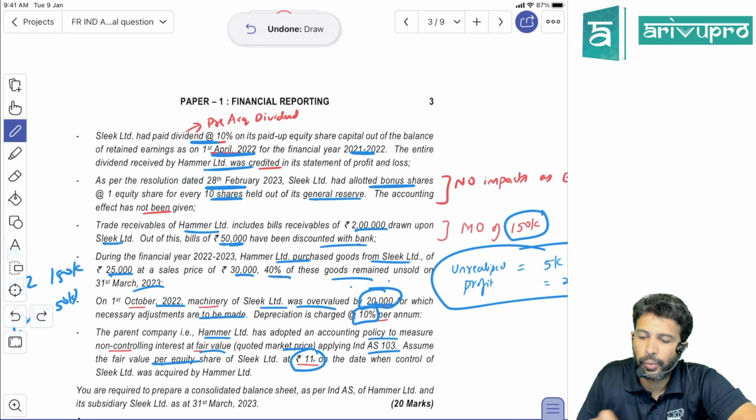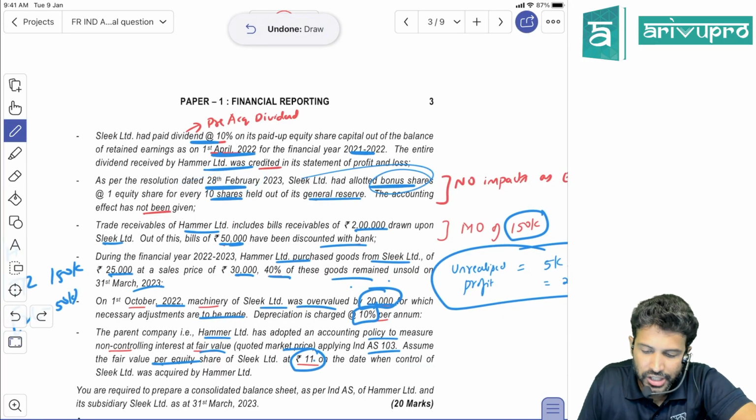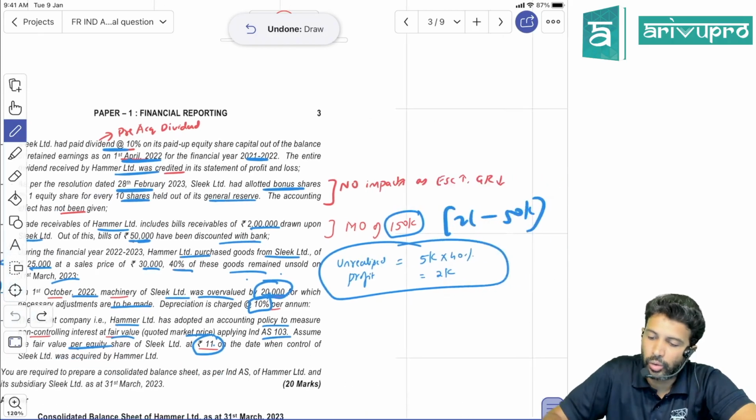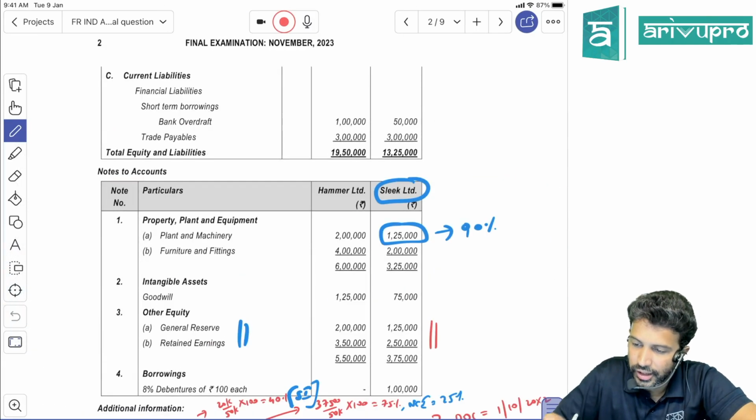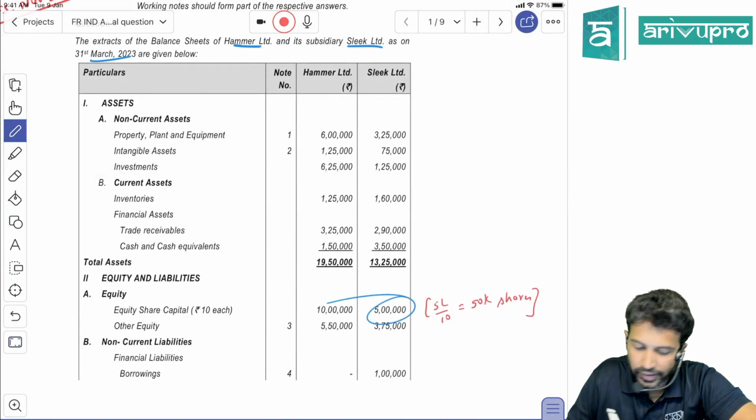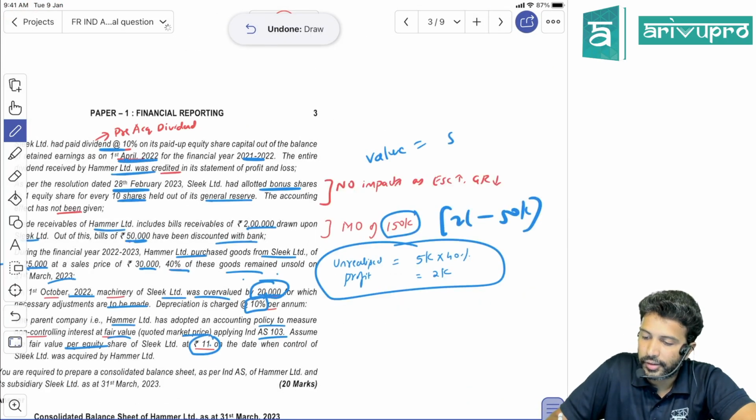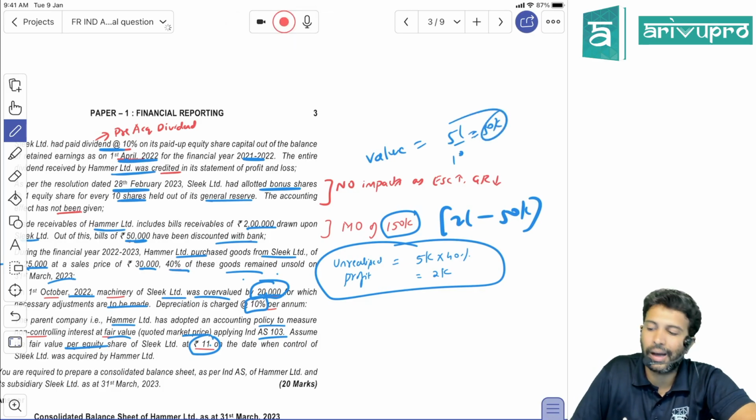As per the resolution on 28th February, Sleek Limited allotted bonus shares of 1 for every 10 shares held. So what is the value of bonus shares? For 10 shares, they're giving 1 as bonus. Subsidiary company has a share capital of 5 lakhs. So 5 lakh divided by 10, which will be 50,000. So this 50,000 is the value of bonus shares.